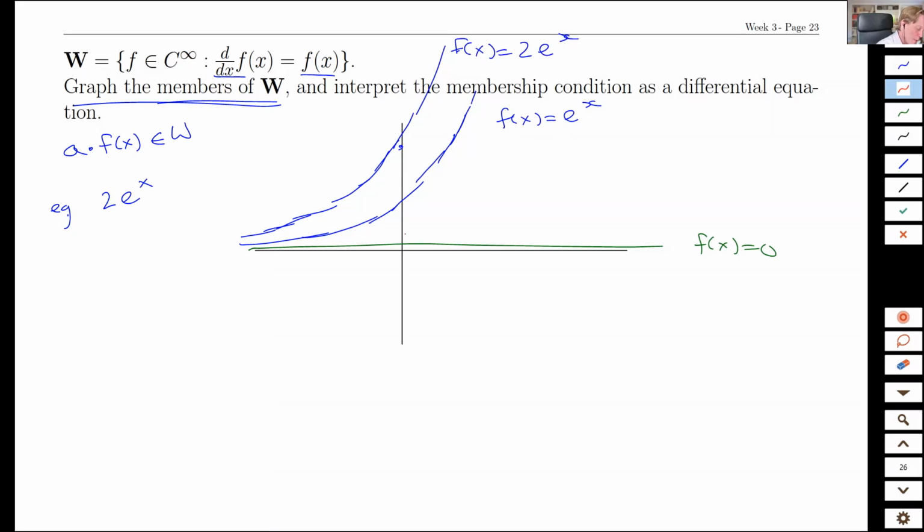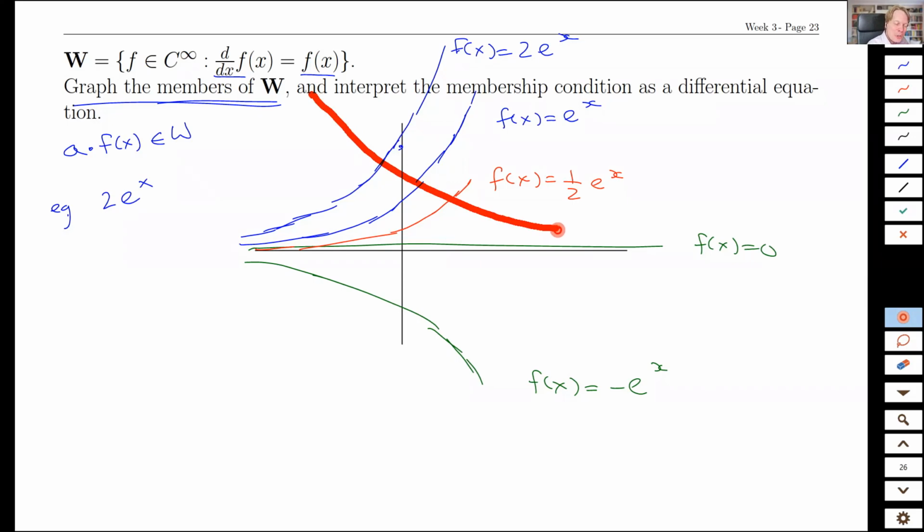And let's change color here a bit. We could also have a half: f of x equals a half e to the x. We can also flip it upside down. We can multiply by negative values. So we could have negative e to the x. Anything in that collection, and they all share this property of this expansion going that way.